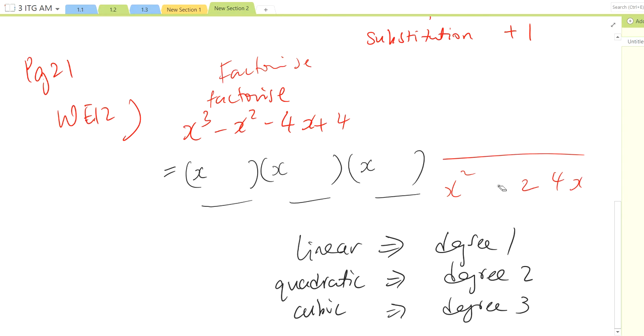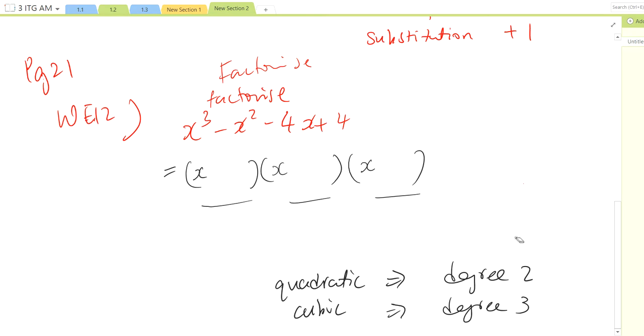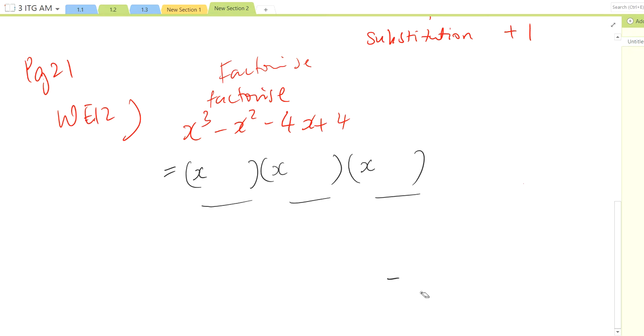Okay, I want to have a factor. I want a linear factor. Of all these 3 linear factors, I just want to guess one of them. How do I guess that? How do I guess a linear factor? Linear factors are going to look like this: ax plus b. a can be anything, b can be anything. In this case, what do you think are the coefficients of x? How do you know?